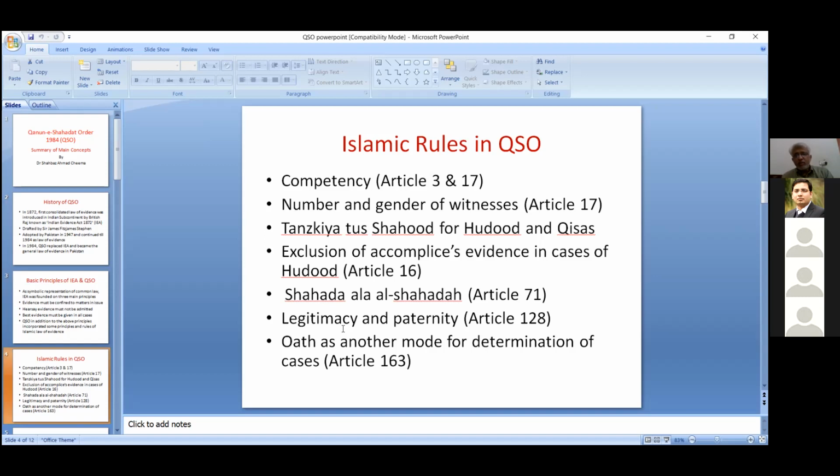First provision deals with the competency and number of witnesses. Competency is the topic of Article 3 in Qanun-e-Shahadat Order, and that provision basically narrates the principle that all people are competent witnesses unless they are prevented just because of their understanding or immaturity, or they are unable to answer the questions in a rational manner.